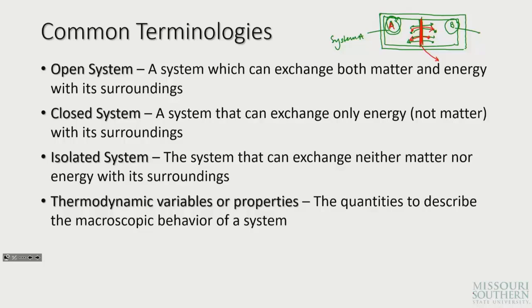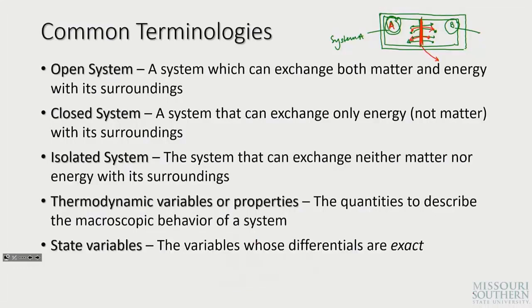So the next terminology that we often use in thermodynamics is thermodynamic variables or properties. Thermodynamic variables are the variables or quantities that describe the macroscopic behavior of a system, like I already told before. So we can describe the macroscopic behavior of a system by using pressure, volume, temperature, number, all these kinds of things. So these are the thermodynamic variables or properties of a system.